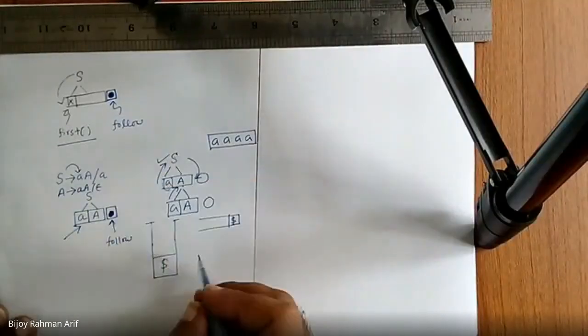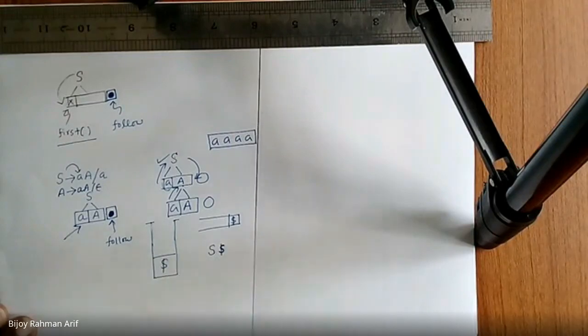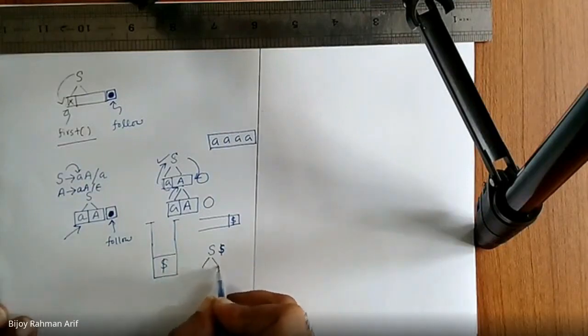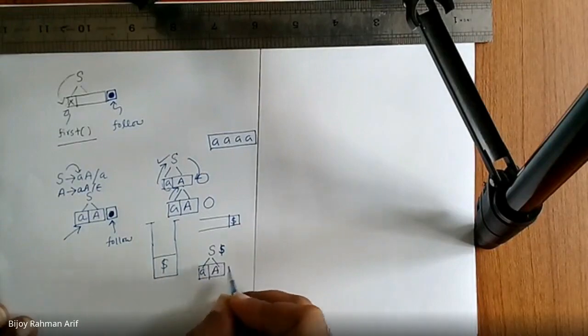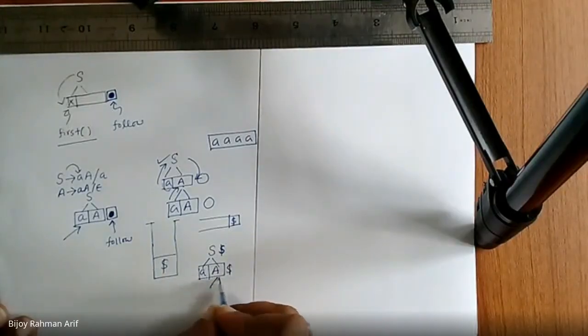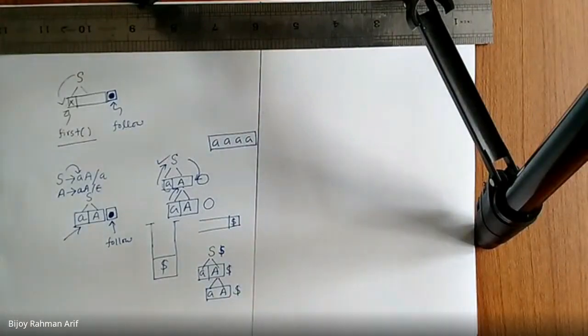Yes, sir. So we always consider that after S there is a dollar. So if there is a dollar after S, then if you derive S to A, then what can come after this A? Dollar. Definitely dollar. Then if you derive this A to a, what can come after this A? Dollar. So in both cases, the follow of S is dollar. Is it clear to you guys? Yes, sir.